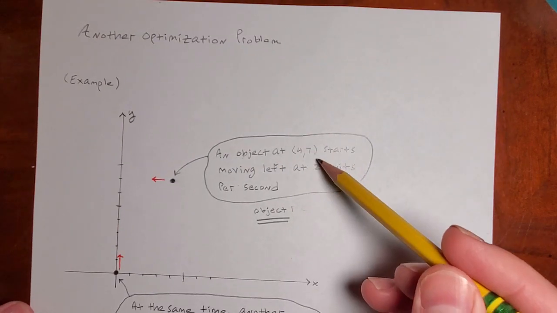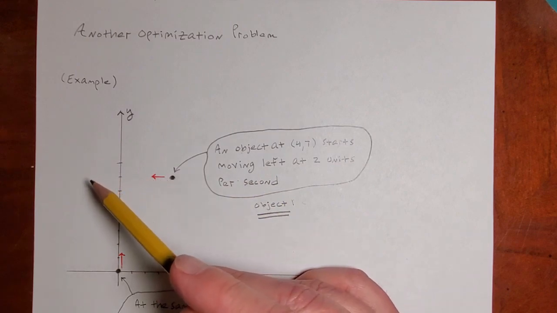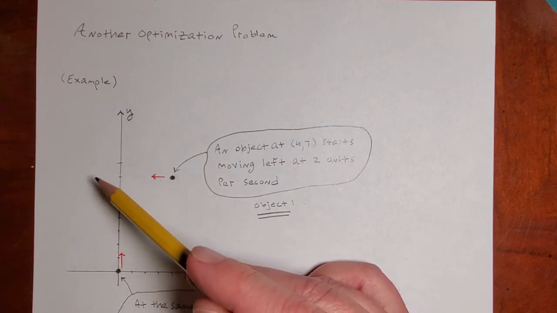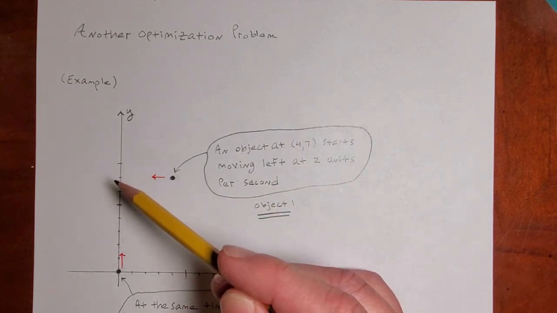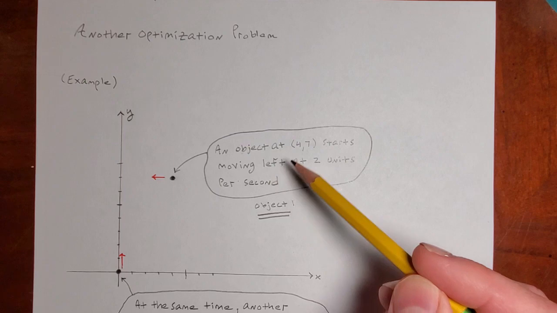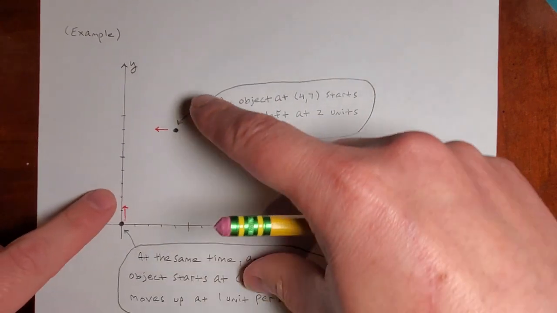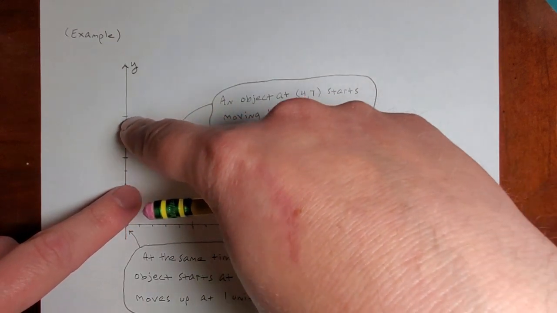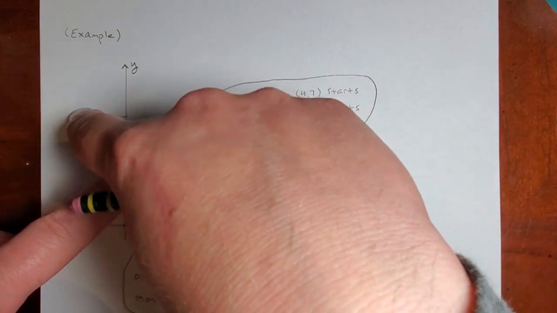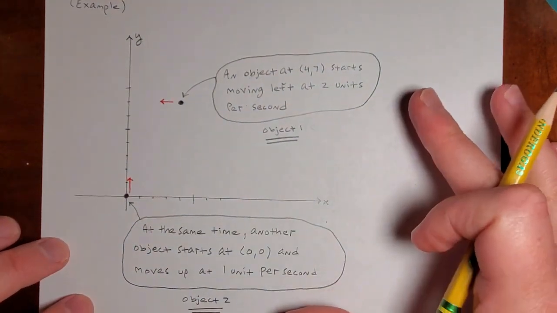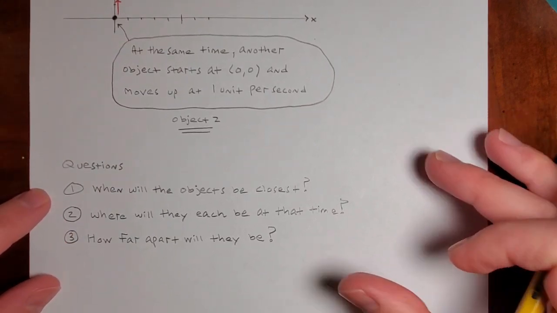Now, I didn't consider fractional seconds. Where's this object 3.7 seconds after it starts moving? Well, it's 2 units per second, so we could divide that up and figure out where it is 3.7 seconds later. But I'm not worried about that now. All I want you to see for now is that the objects are moving sort of like this, okay? Now, with that scenario in mind, let's think of the questions, okay?